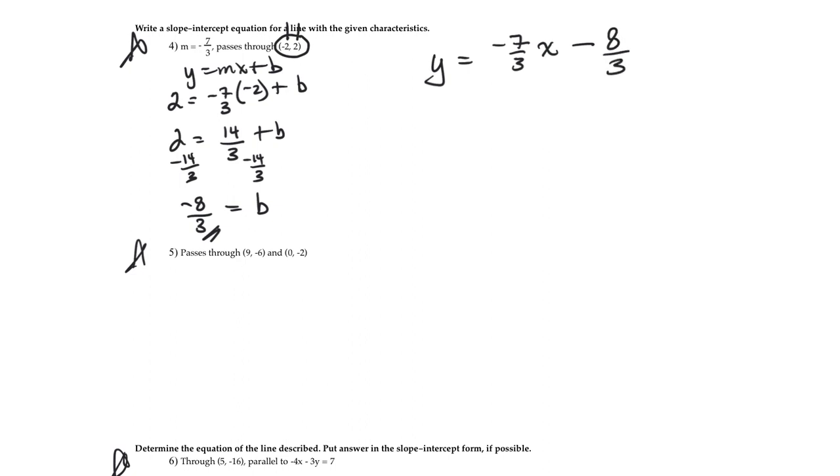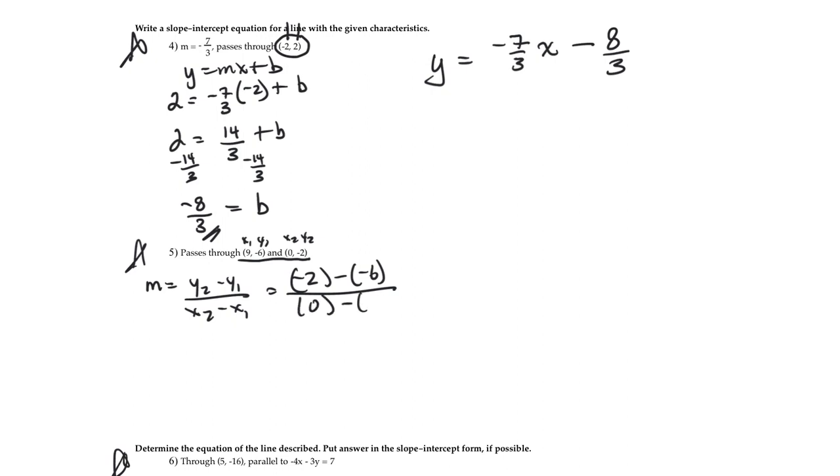Okay, the next question says it passes through these 2 points. So from those points, I need to find what the slope is. To find the slope, I can use y2 minus y1 over x2 minus x1. Let's call this x1 y1, x2 y2. So y2 is negative 2 minus y1, which is a negative 6, over x2 is 0 minus x1 is 9. Okay, so this will be negative 2 minus the negative, so negative 2 plus 6, which would be 4. And on the bottom, 0 take away 9 is a negative 9. So my slope then is negative 4/9.